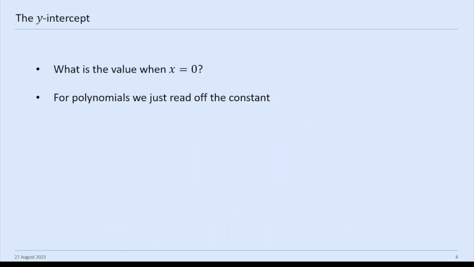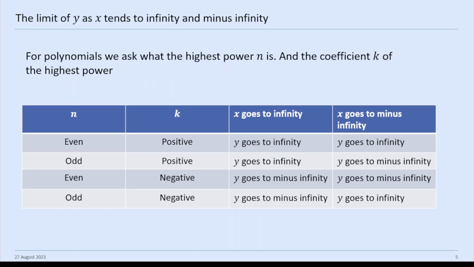So the y-intercept, what is the value when x equals 0? For polynomials, we just read off the constant because all the other terms involve x, so when x is 0, those terms just disappear. So the constant is the y-intercept.